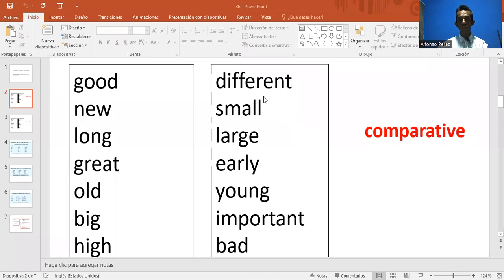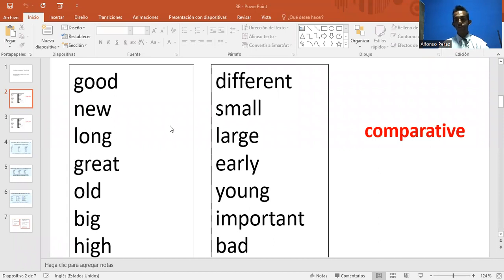Okay, let's take a look at another presentation. Let's see some of the adjectives. Which ones are irregular, long or short? So good, is it irregular, short or long? It is irregular. What is the comparative form for good? Better. New. What is the comparative form for new?